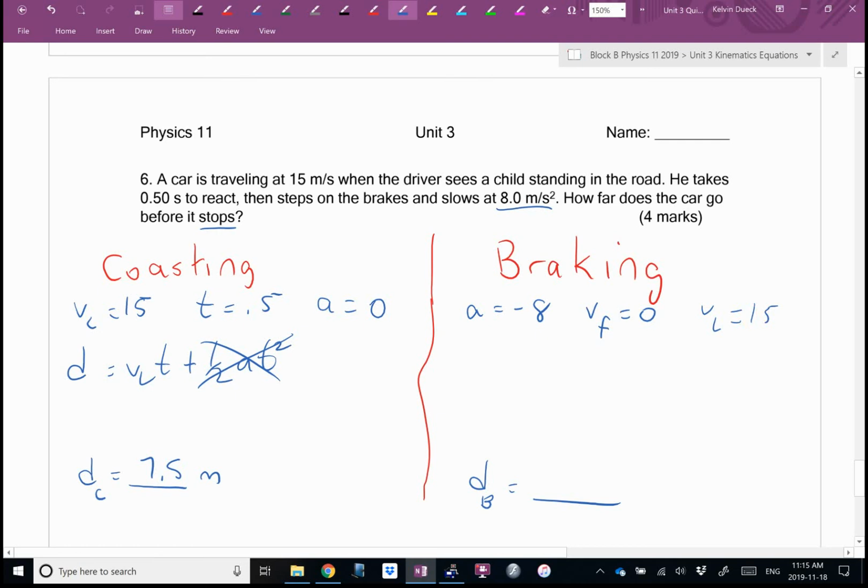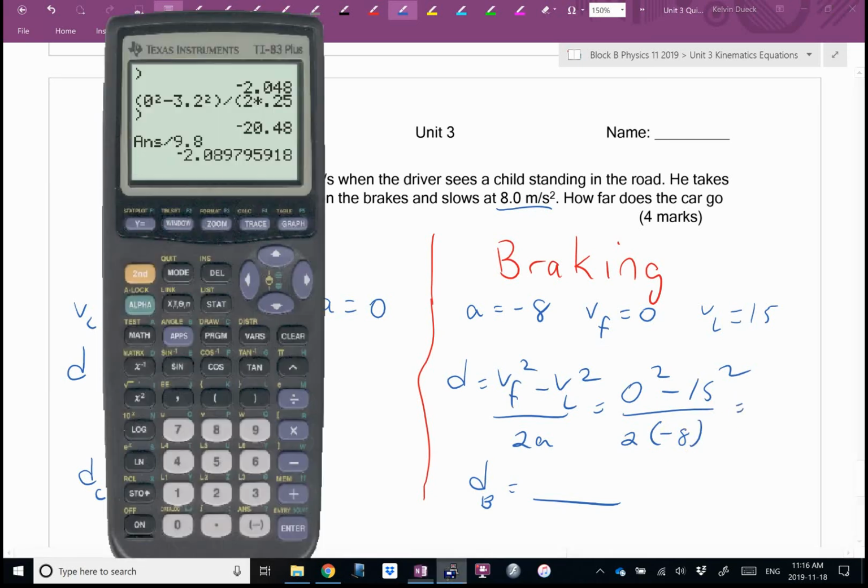How many things do I now know? 3. I can find the 4th. I can go D equals VF squared minus VI squared all over 2A. It's going to be 0 squared minus 15 squared all over 2 times negative 8. And I get 14.0625.